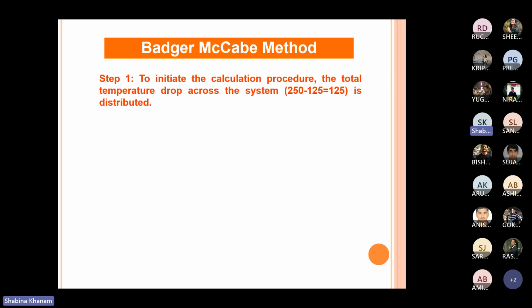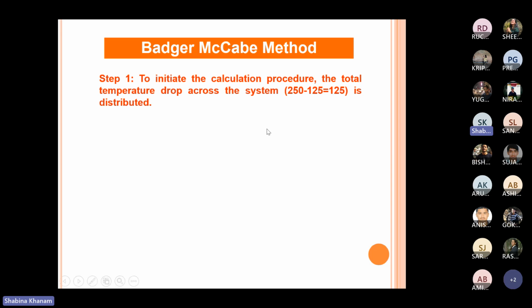Okay, and the unknown temperatures are T1 and T2. T3 is known to us, and T naught, that is the steam temperature, is also known to us. So how to find out T1 and T2? To find that, we will assume that equal heat transfer is occurring in each effect.